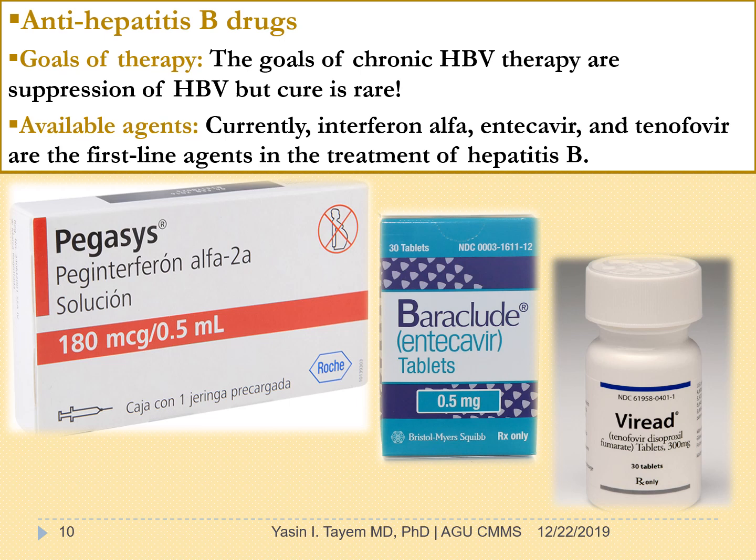The goal of chronic hepatitis B virus therapy is suppression of the virus, but the cure is rare. Currently, interferon alpha, entecavir, and tenofovir are the first-line agents in the treatment of hepatitis B.